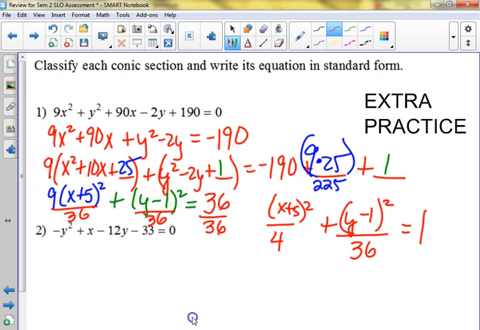And then it is an... What conic does it make, guys? It's a plus in the middle. An ellipse, right? Can anybody tell me what number 2 would be without doing the mess? Okay, I heard hyperbola and parabola. It's a parabola. There's only a squared on one of the variables, right?